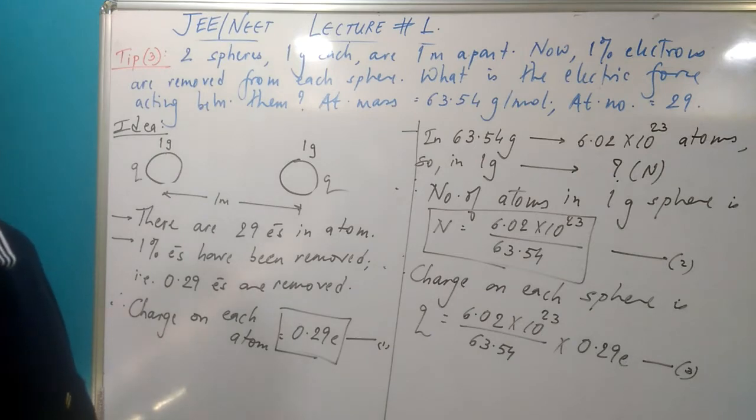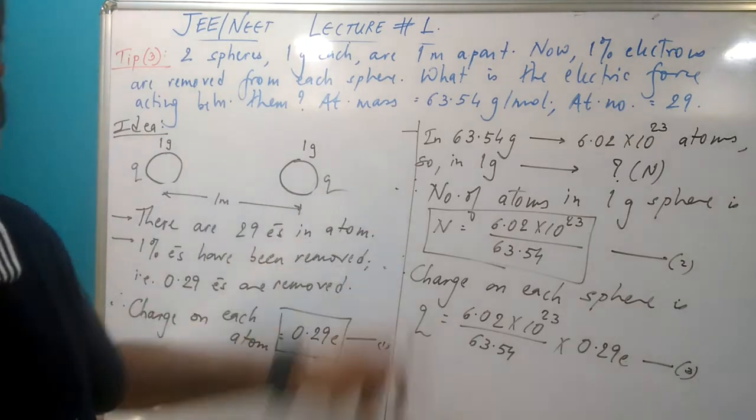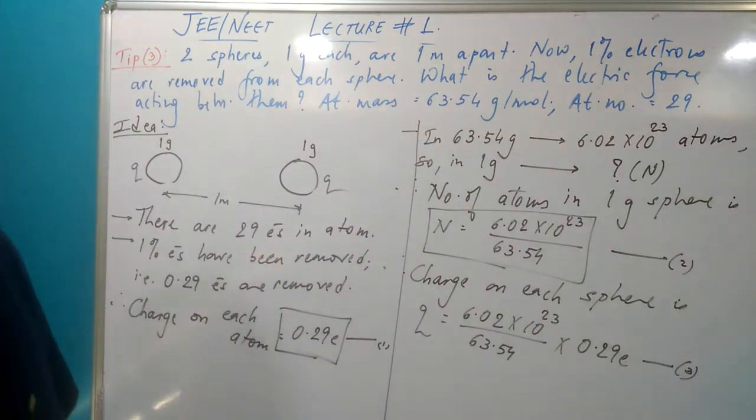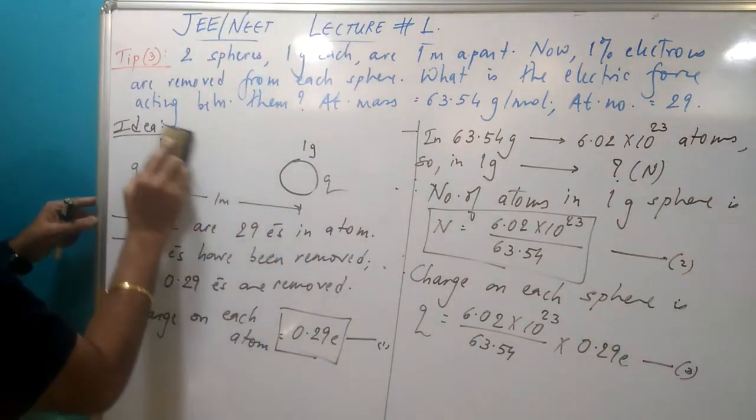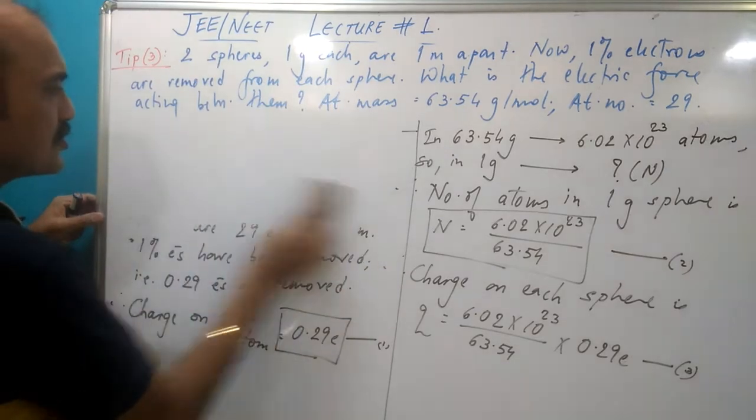F is equal to K Q1 Q2 by R square. I'm going to use that right here, right now. I'm sure you're doing that in your notebooks as well, utilizing this data. Why don't you start using Coulomb's law, put the values of K, Q as we have seen here, and R, which is 1 meter, and put them to good use. No? Okay, I'll do it. I'm good at doing that.